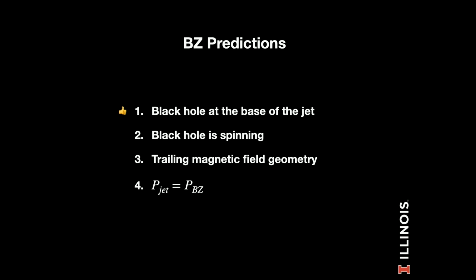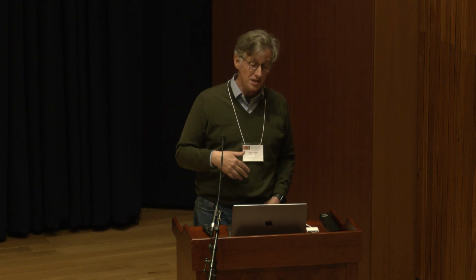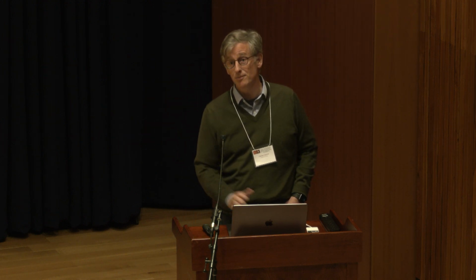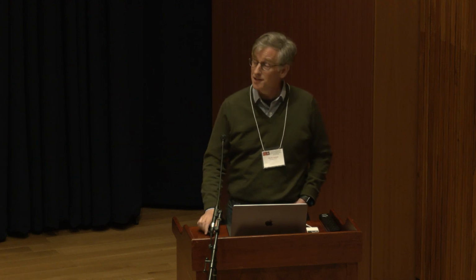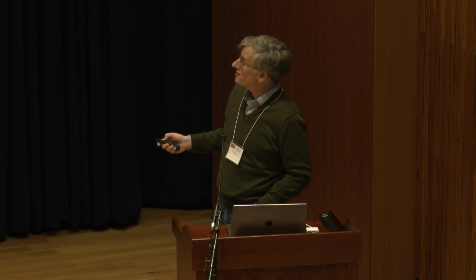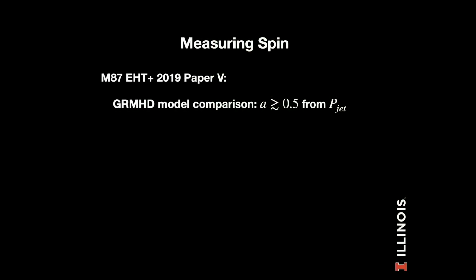The next prediction is that the black hole is spinning, and this is somewhat harder to test. One would like some kind of direct measurement of the spin of the black hole. So in the analysis of EHT data, one thing we did was compare the images that had come from EHT to synthetic images from models based on simulations like the one I showed you. The GRMHD model comparison suggested that the spin was greater than about 0.5.